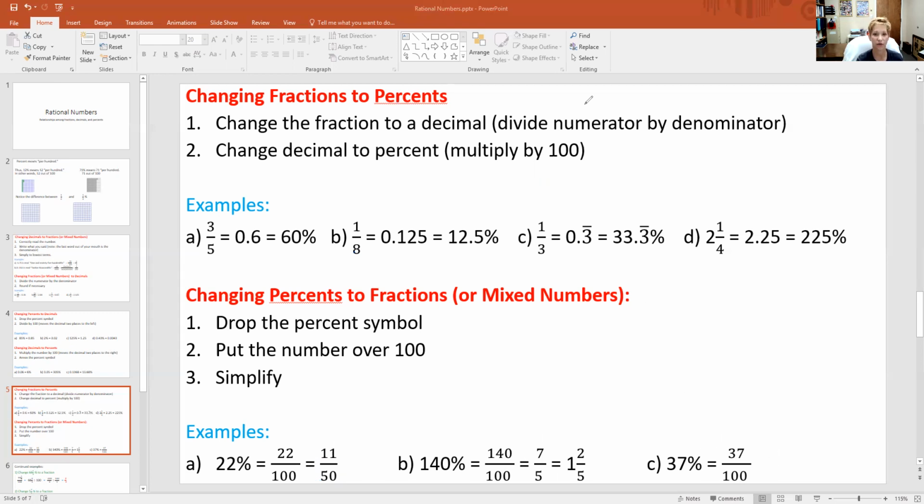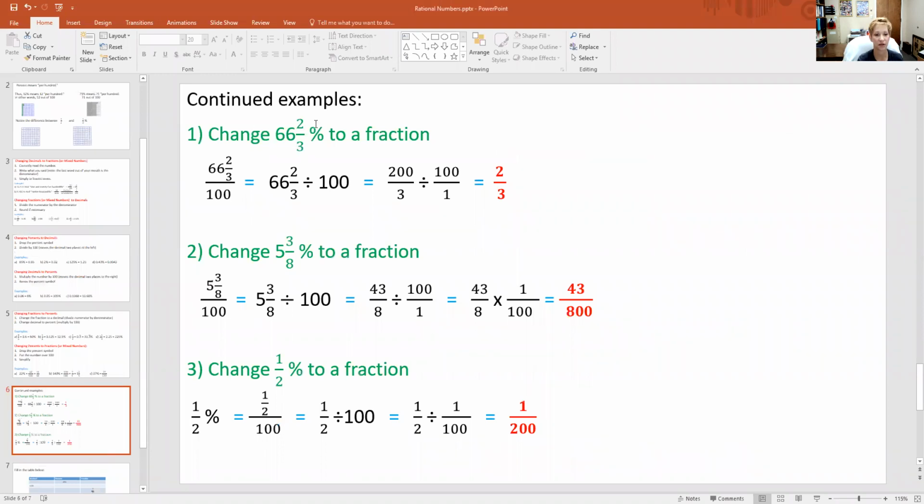Now, let me show you something that freaks people out sometimes, but it doesn't need to freak you out. You do it the same way. What if you had 66 2/3% and I told you to change it to a fraction? You always drop the percent sign, and then you always, remember, put it over 100. So all these are going to be over 100. The fact that you've got what's called a complex fraction means that either the numerator or denominator themselves have fractions in them. Just rewrite it the way you wrote it when you were in 4th grade. What does this mean? This means 66 2/3. What's that bar mean? Divided by 100.